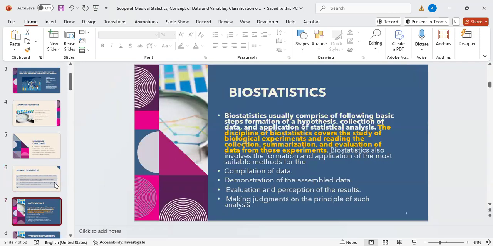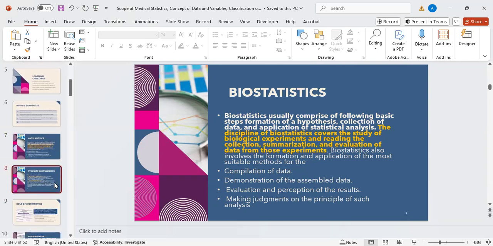Biostatistics usually comprises the following basic steps: formation of hypothesis, collection of data, and application of statistical analysis. The discipline of biostatistics covers the study of biological experiments and the collection, summarization, and evaluation of data from these experiments. Biostatistics also involves the formation and application of the most suitable method for the compilation of data, demonstration of the assembled data, evaluation and perception of results, and making judgments on the principle of such analysis.